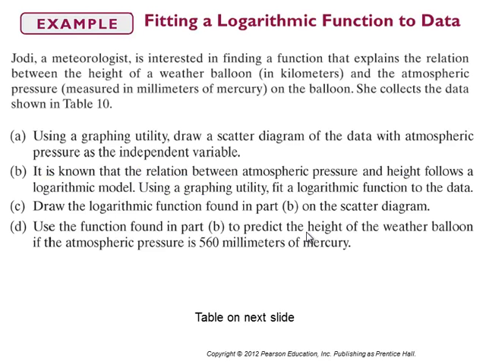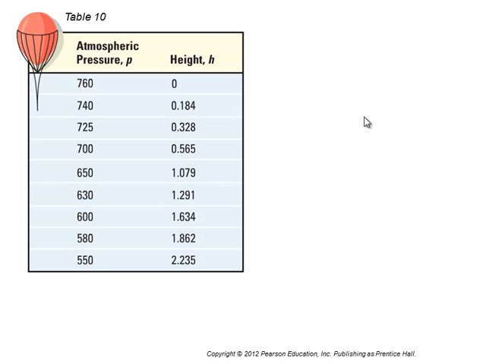Logarithmic models. Let's go ahead and read the setup here. Jody, a meteorologist, is interested in finding a function that explains the relation between the height of a weather balloon in terms of kilometers and the atmospheric pressure measured in millimeters of mercury on the balloon. So we want to find the relationship between height and pressure. She's going to collect the data shown in table 10. And this is the data right here.